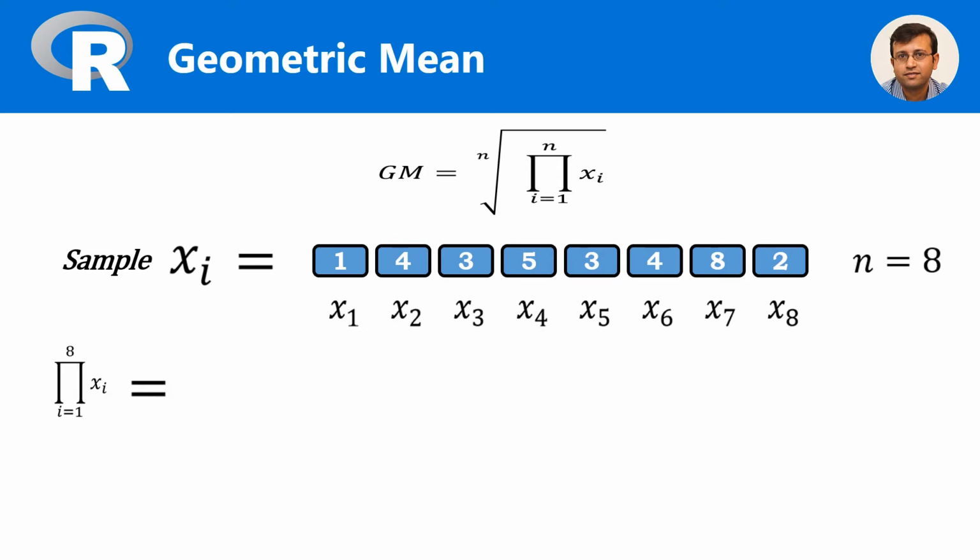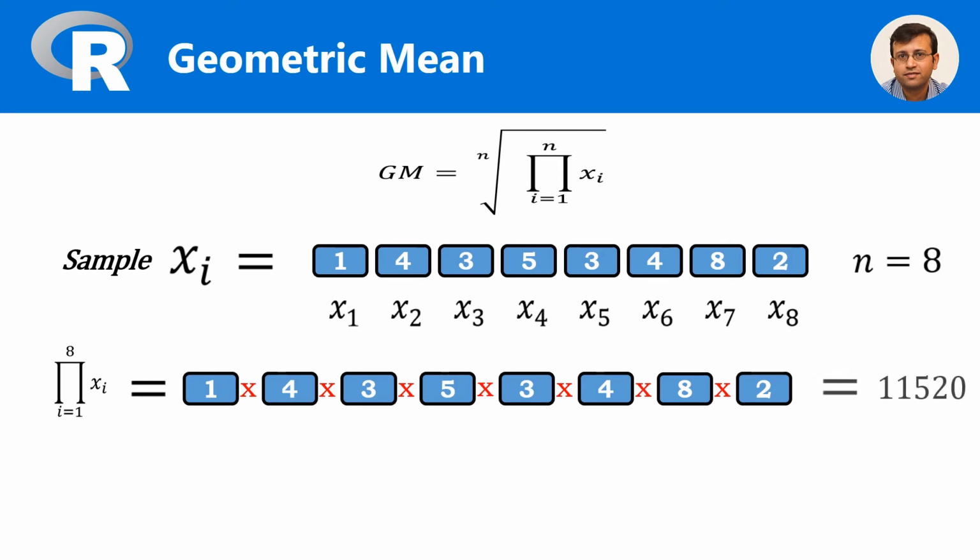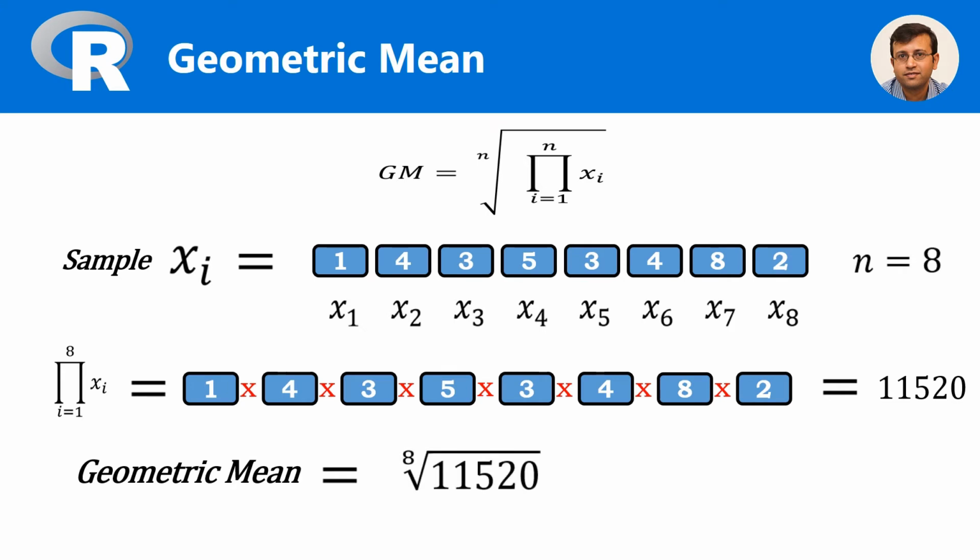Now the product of the elements of the sample, from i equal to 1 to n, or in this case i equal to 1 to 8, is 11520. So now the geometric mean is the nth root, that is, in this case the 8th root, of the product of all the values, which is the 8th root of 11520. And the answer is 3.2187.